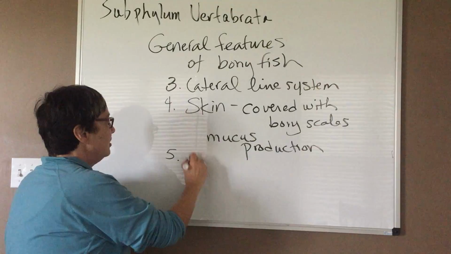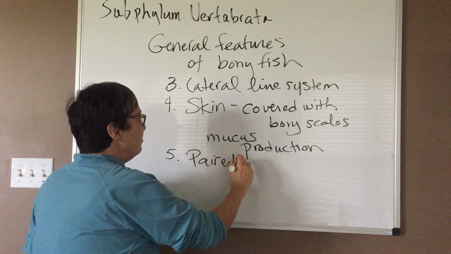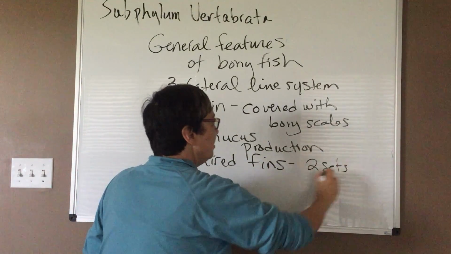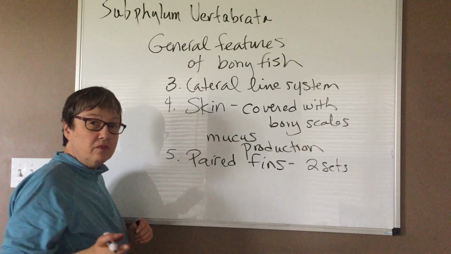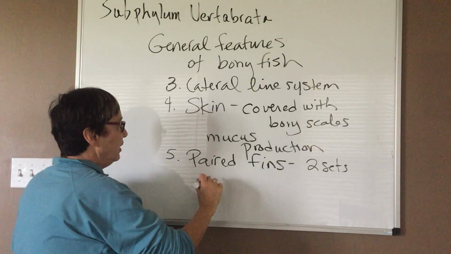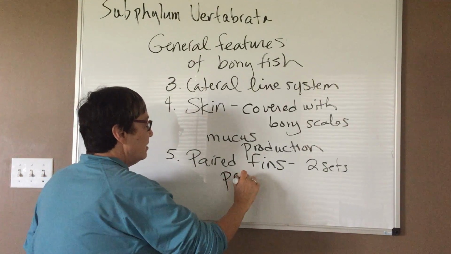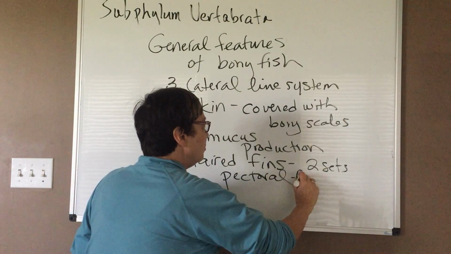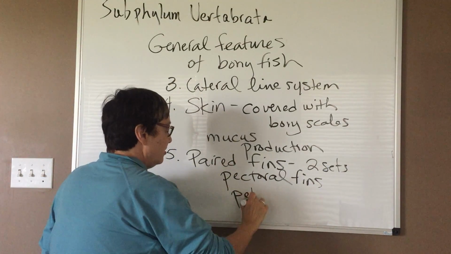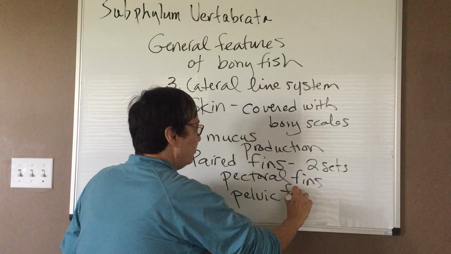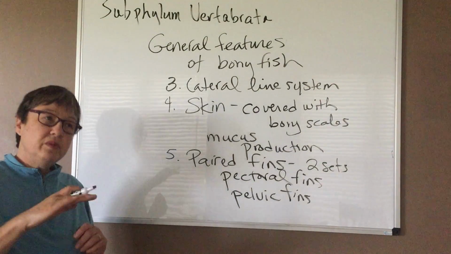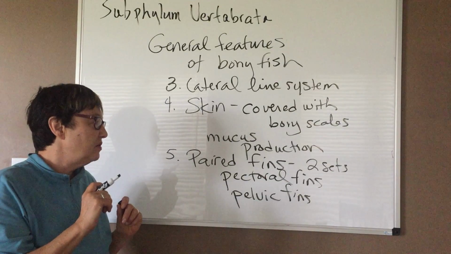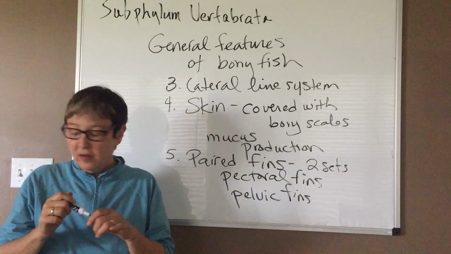Another feature here is in this group we have paired fins. There's actually 2 sets. There's also some unpaired, but it's important that we look at the paired. There's a set that are close to the gills, and they're called the pectoral fins. And then there's a set that are further back on the body and a tad more ventral. And they're called the pelvic fins.